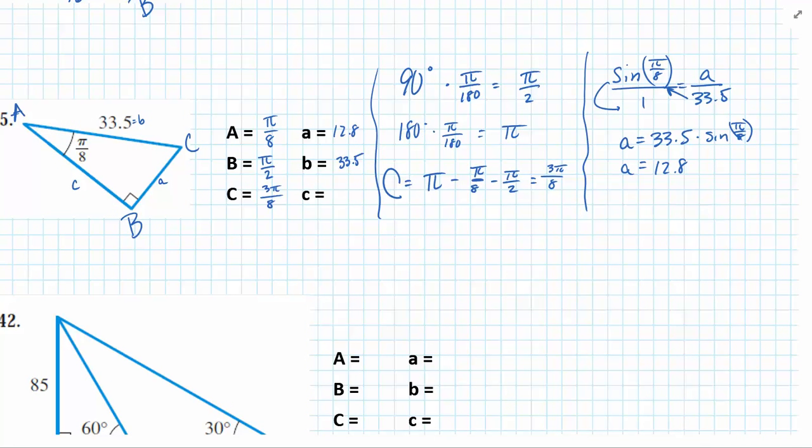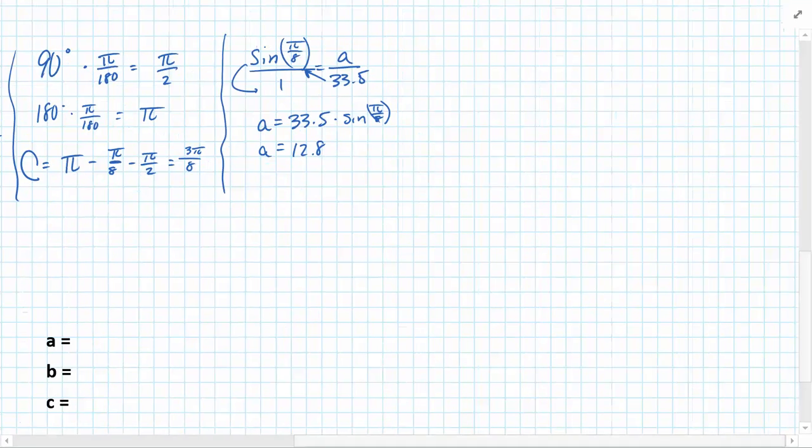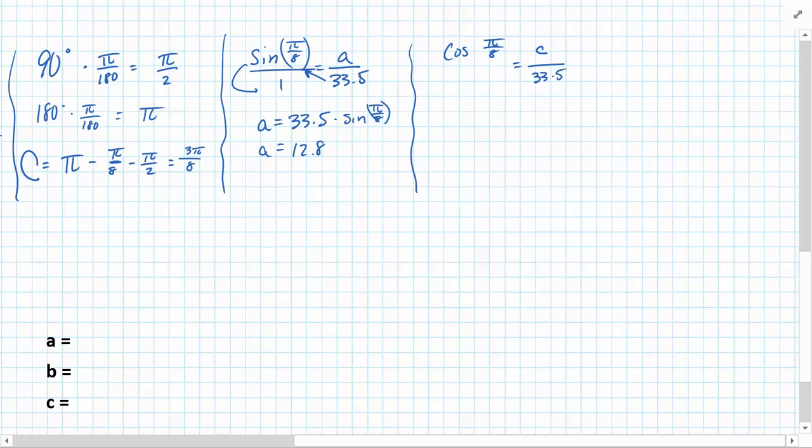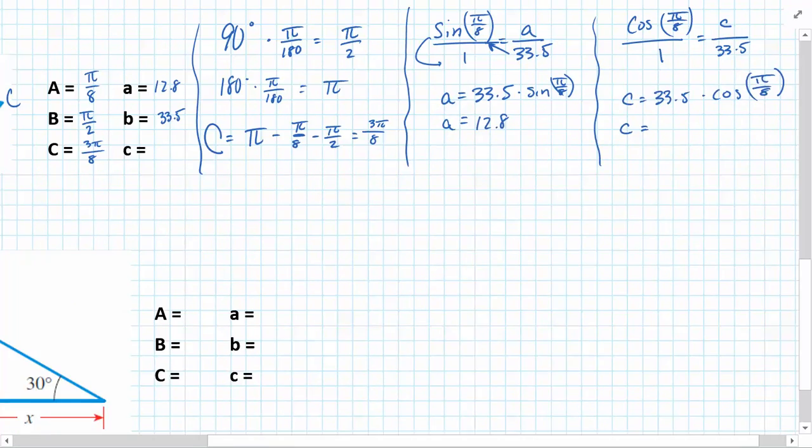Side length C is found in a very similar fashion. We have an adjacent side, however, in side length C, and the hypotenuse again. So instead of sine of pi over 8, we have to use cosine of pi over 8, and that must be equal to C divided by 33.5. When I set the proportions equal to one another, I see that I can cross multiply: 33.5 times cosine of pi divided by 8, divide that answer by 1, and that tells me what C is. I don't have to divide by 1 since I know that result will be just the same.